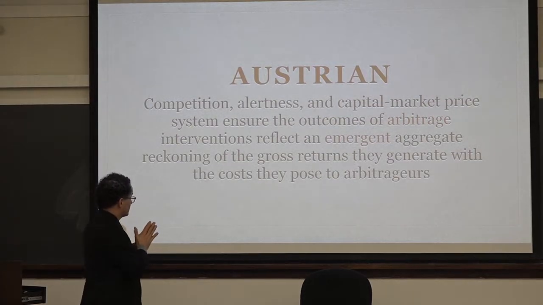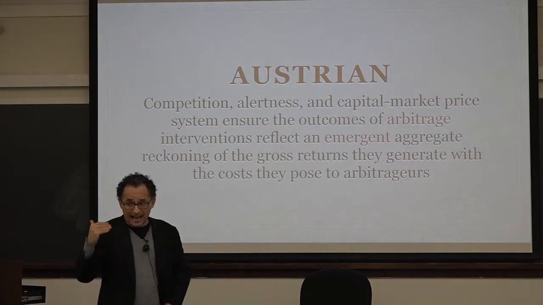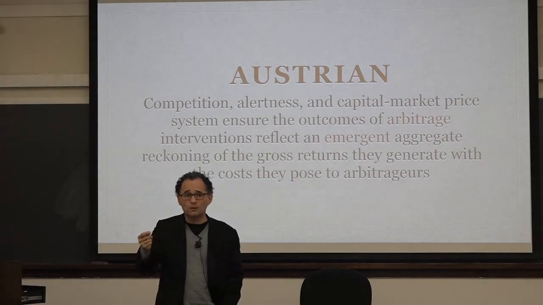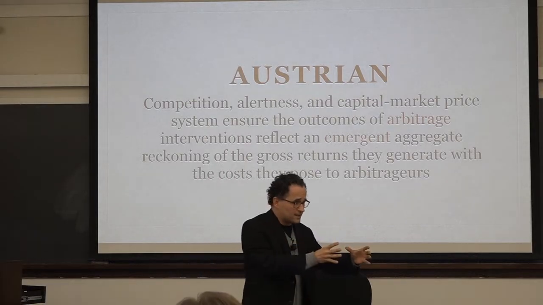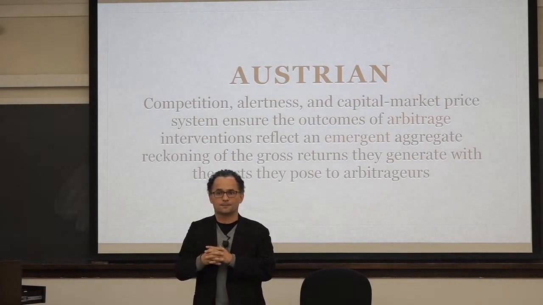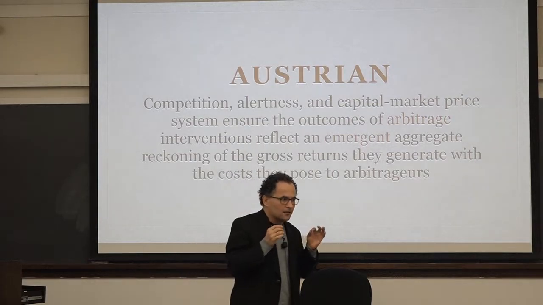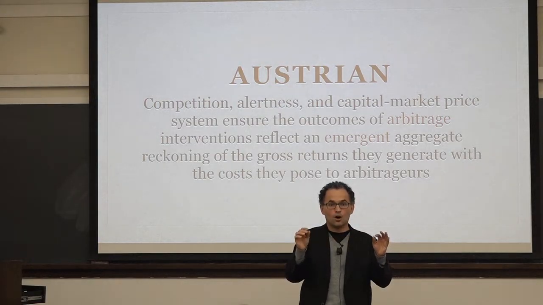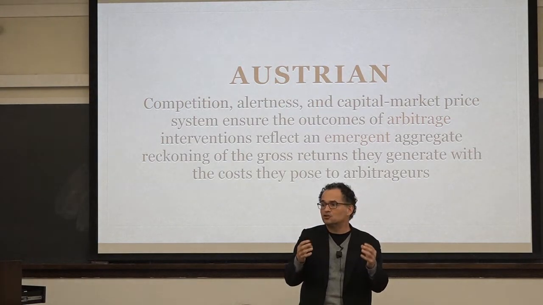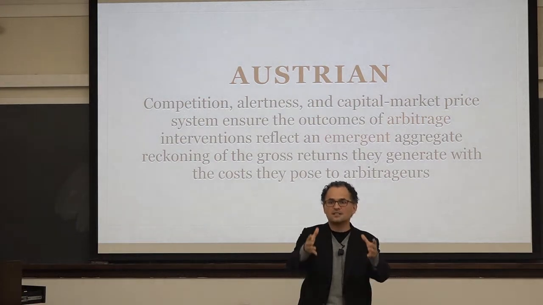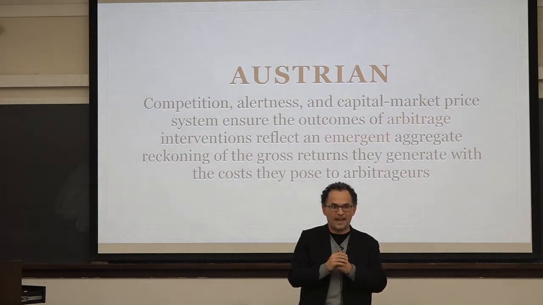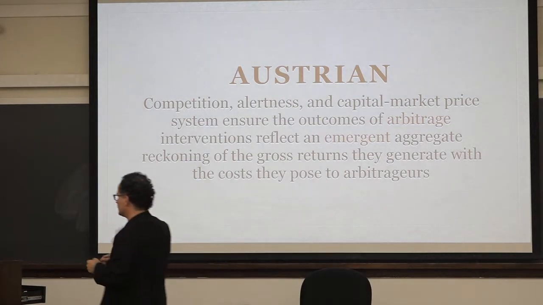to observe outcomes at the aggregate level of the actions of these arbitrageurs that reflect an emergent aggregate reckoning of the returns that they raise with the costs that they faced. In other words, we can expect the competitive interaction and competitive actions mediated by capital markets of arbitrageurs, basically to cost out the returns that they generate through their actions. Okay? That is going to inform the model that is being put forward in the paper. It will become clearer, hopefully, in about 10 minutes.